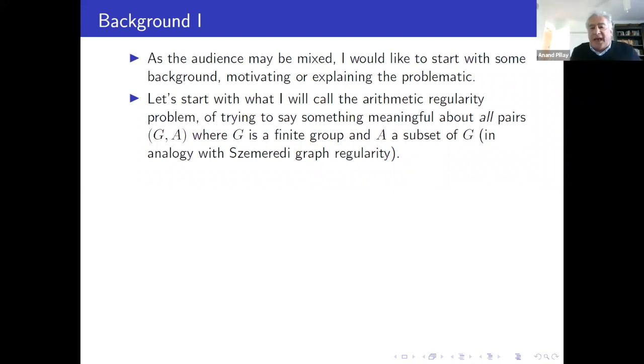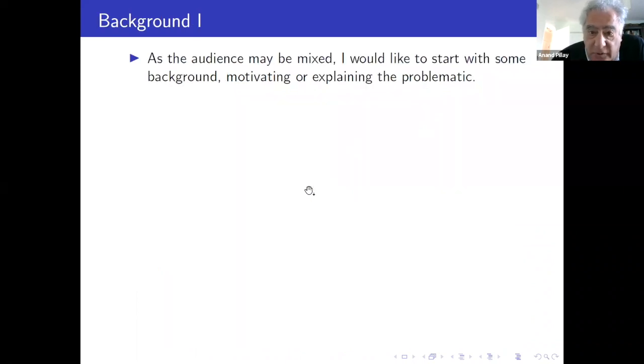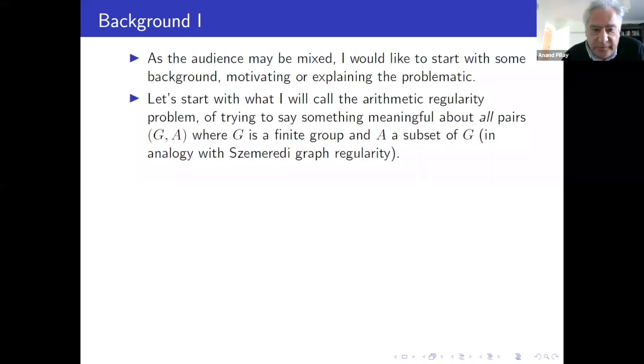And this is in analogy with Szemerédi graph regularity, which is about all finite graphs, say bipartite. And in fact, given a finite group G and a subset A of G, you see from this previous thing here, there's an associated finite bipartite graph. So there's already a direct connection with graph regularity, right? So that's arithmetic regularity: try and say something meaningful about all pairs, in analogy with Szemerédi graph regularity.